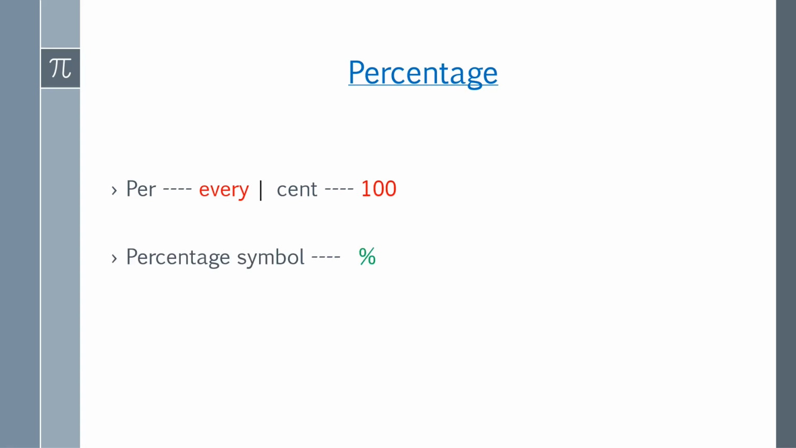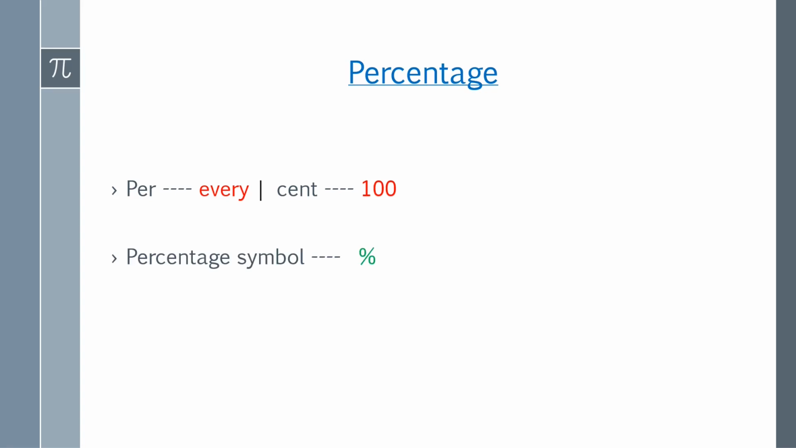Good day, kids. We're going to learn about percentages today. Do you know what the term percentage means? Per indicates every, while cent signifies 100. The sign for percent is %, which represents out of 100.